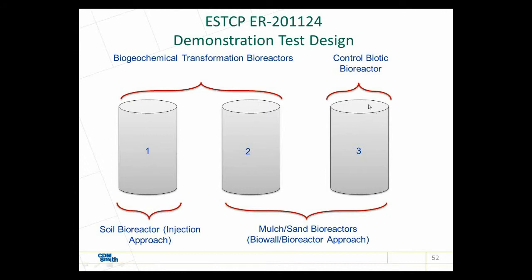This one here has no magnetite and no sulfate, and then all three of these are amended with emulsified vegetable oil. And so what we anticipate is that we're going to get this abiotic pattern and high removals, and here we're going to get more of a biotic pattern. So this project is just starting. I hope to be reporting on this in the next year or so.